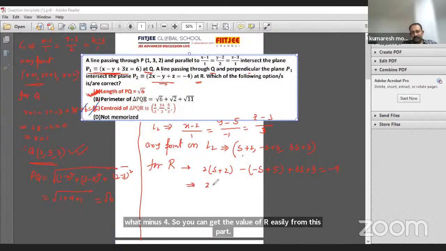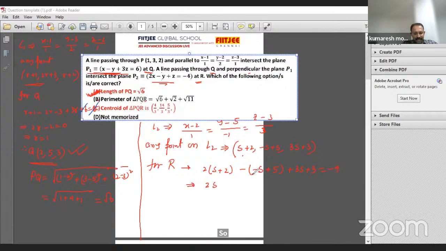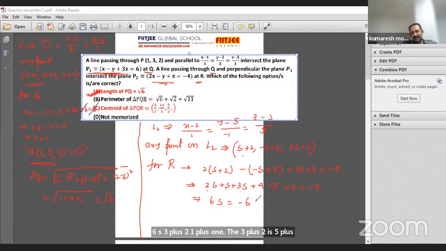So 2S plus S plus 3S is 6S, and 4 minus 5 plus 3 equal to minus 4. So from here we get 6S plus 2 is 5, plus 1, 6, equal to minus 6. We'll get S equal to minus 1. So the point R equals 1, comma 6, comma 0. So I got the point R.